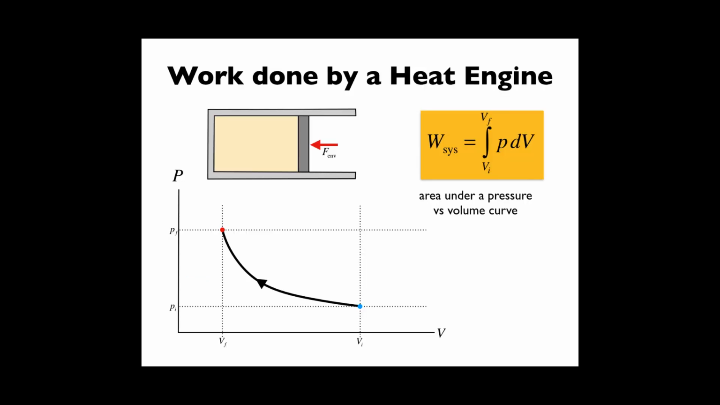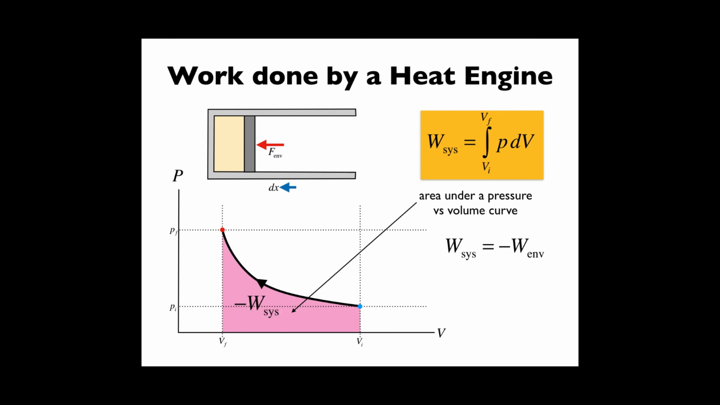So remember, work is defined as the integral under the PV diagram curve, okay? So for instance, work done by a heat engine, if you have your force coming from your gas and your force coming from outside as your environment, right? The environment can compress the gas, and that way your environment is in the same direction as your displacement. This is a compression. But remember, work system is equal to the negative work of the environment. So here, this is your work system, okay?